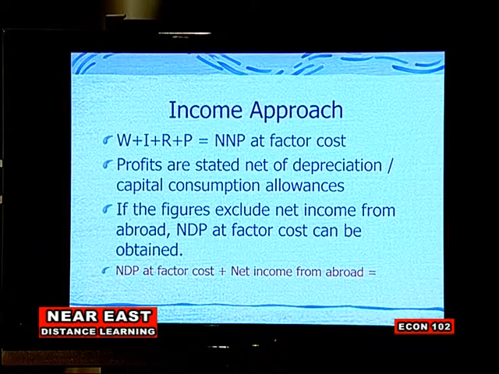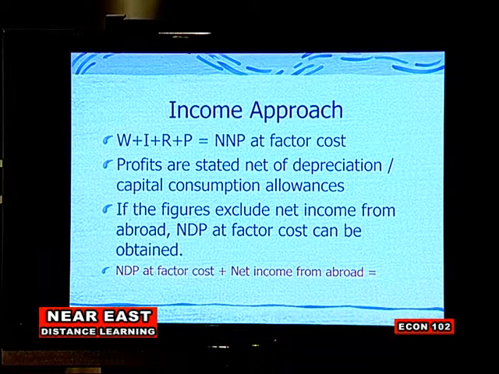Another important concept is NNP at factor cost, from which you subtract retained profit and social insurance, that's mandatory provident fund, and direct business tax, plus transfer payments. It will give the personal income. If you subtract the direct personal taxes, it will give what's called disposable income. That's income after tax, income that you can use for consumption, and disposable income minus consumption will give what is called savings. So this is the detailed income approach.